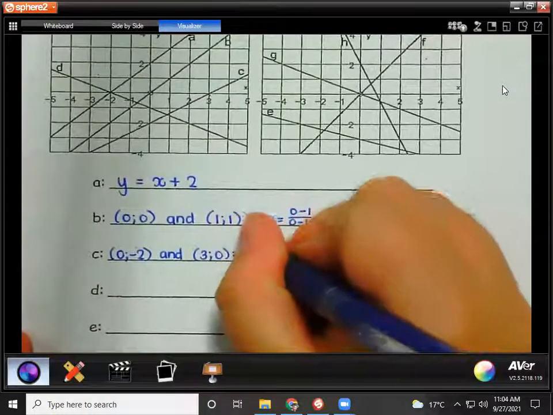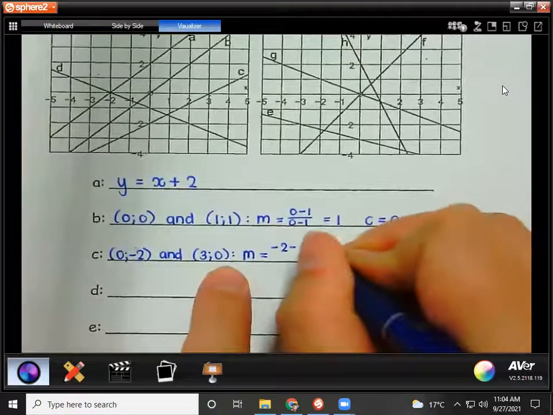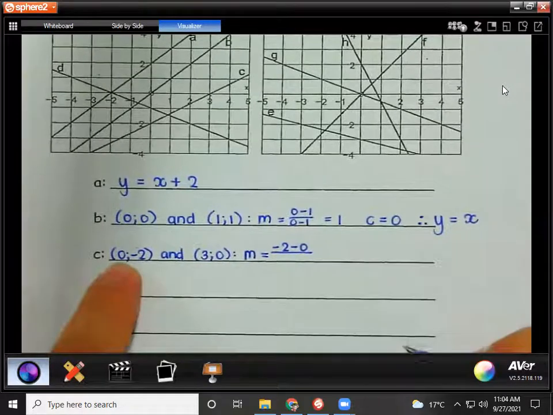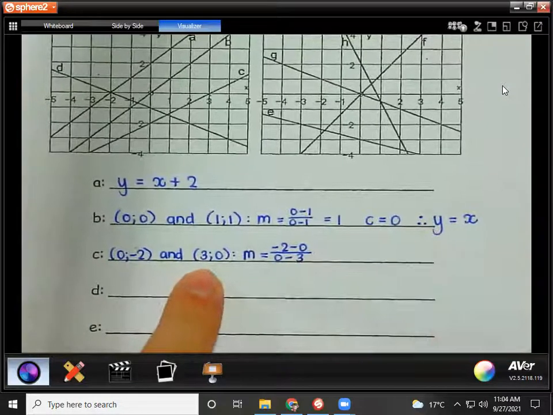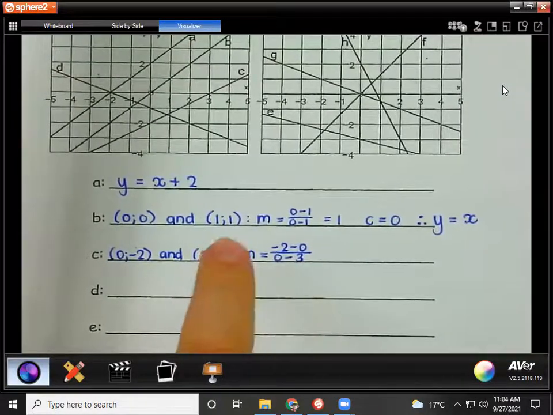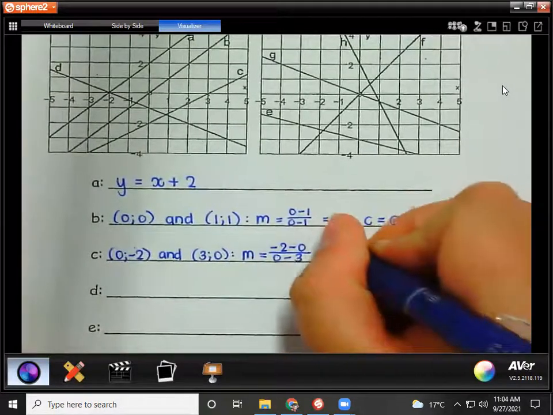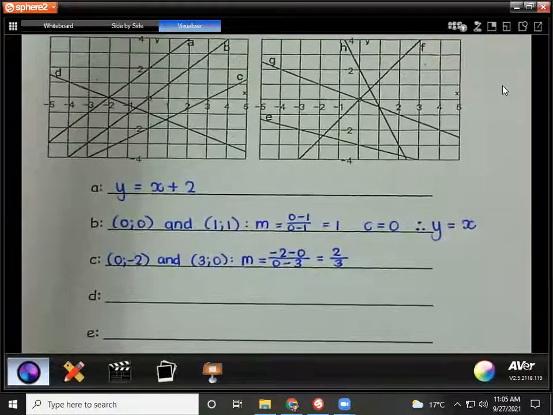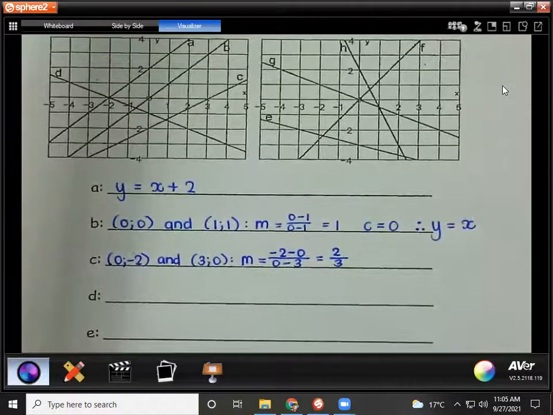So M is going to be equal to y value of this point, so negative 2 minus y value of that one, 0, over x value of this point, which is 0, minus x value of that one, which is 3. So that's going to give us negative 2 over negative 3, which is actually just positive 2 over 3. Hey, what's a negative divided by a negative? A positive. Okay, so your M value has to be 2 over 3, guys. Even if you chose 2 different points, you have to get to 2 over 3.